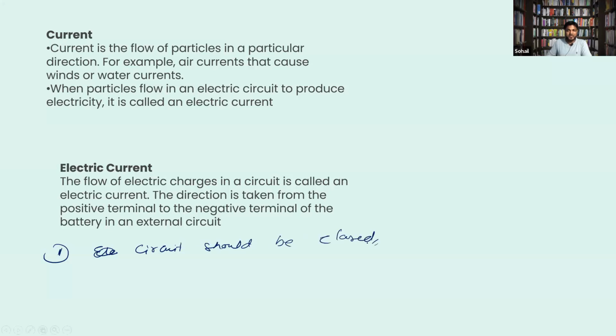Circuit basically, what is it? It is nothing but the pathway in which the electric current flows, right? So it could be made up of wires, switches, or it could have bulbs in it, or the batteries. That completely makes up a circuit.